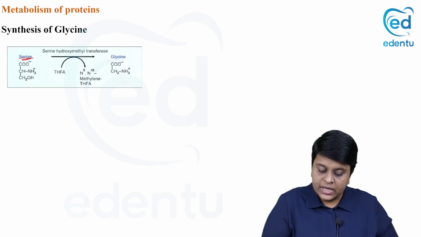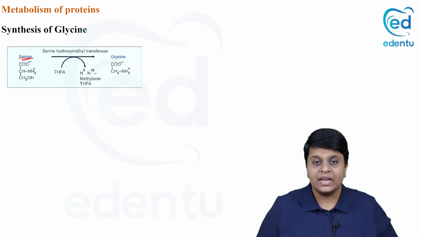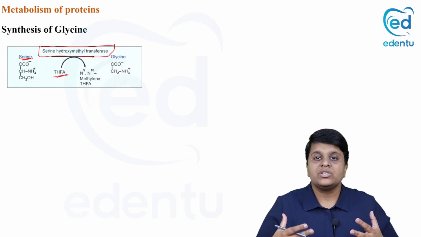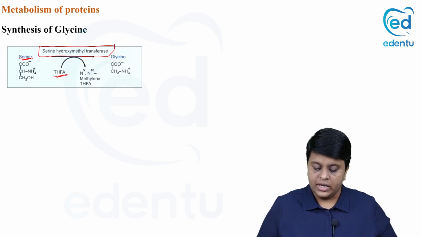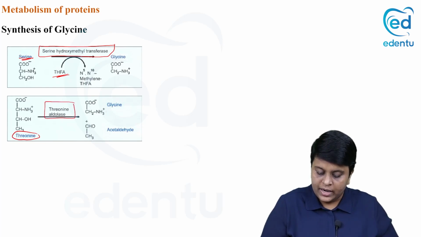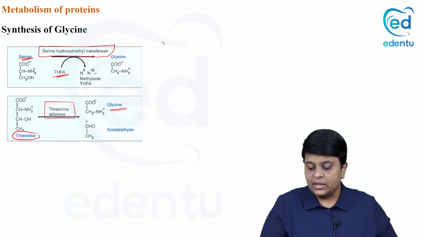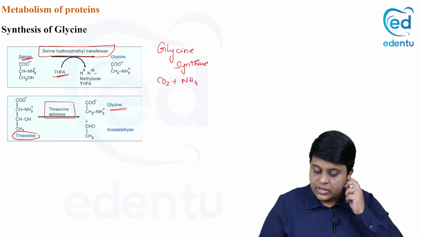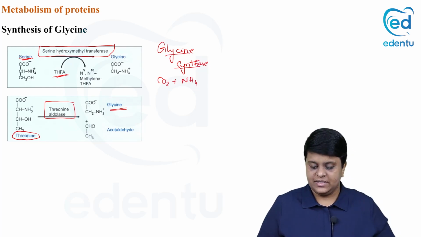The first one, serine. Our OH containing amino acid serine can synthesize glycine by using serine hydroxymethyl transferase. This is a methyl transferase and it is a one carbon metabolism based reaction. So serine is converted to glycine, and another amino acid, threonine, can also be converted to glycine by the enzyme threonine aldolase. And there is another enzyme which can synthesize glycine, that is glycine synthase. If you have only carbon dioxide and ammonia, you can generate glycine by the enzyme glycine synthase. So there are three steps in the synthesis of glycine.